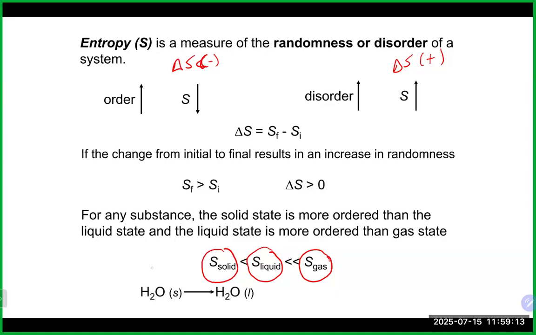So when we look at something like this, which is our ice going to our liquid water, we're going from a state of more order in the solid state to a state of less order and more disorder. And we would expect the delta S in this case to be a positive value. Any questions on that there?